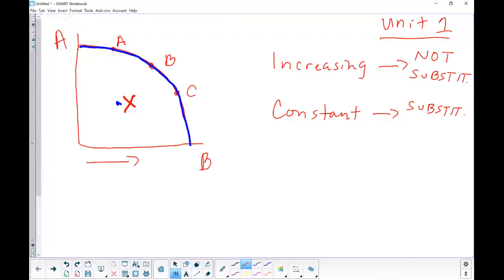So we're not using all of our resources wisely. So hopefully that makes sense to you. Obviously, any point outside the curve is going to be impossible with our current resources. So we actually can't even produce at that point. Now, again, this is all with our current resources.